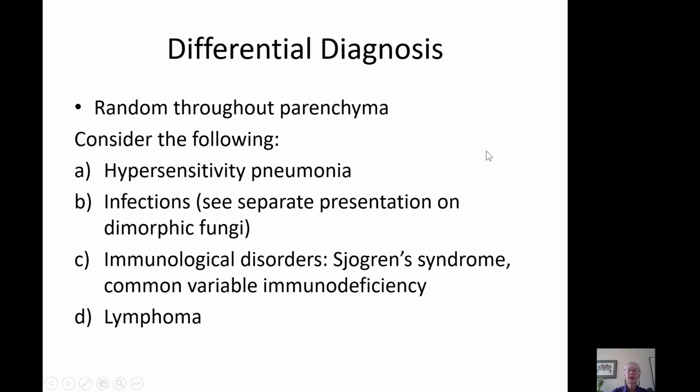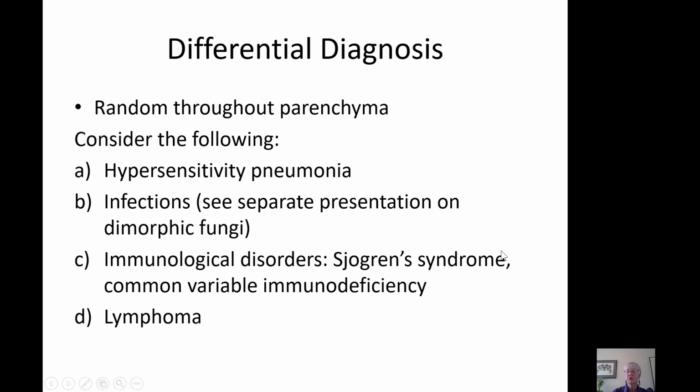For the differential diagnosis of random granulomata, you should consider the following: hypersensitivity pneumonia and infections. Infections are commonly associated with a random pattern, particularly mycobacterial disease and fungal disease, and I have a separate presentation on the dimorphic fungi. Consider also immunological disorders.